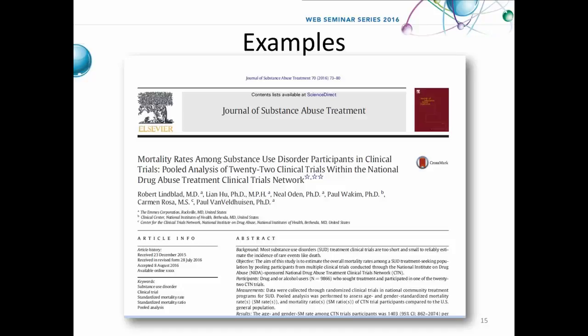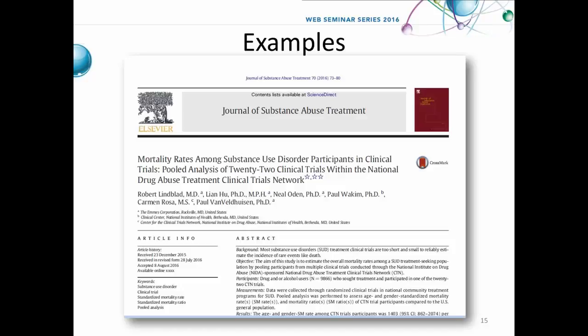Because most substance abuse disorder treatment trials are too short and too small to really estimate rare events like death, the authors pooled data across those 22 studies to be able to calculate the mortality rate. So I think this is a really perfect example of how data share can be used and the power of having this data and this resource for being able to make these kinds of calculations and find this kind of data.